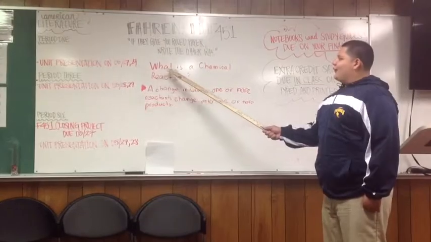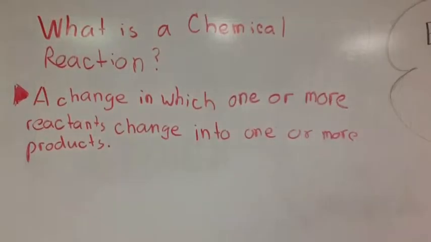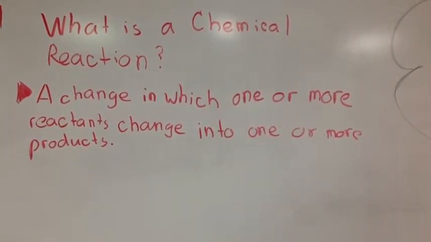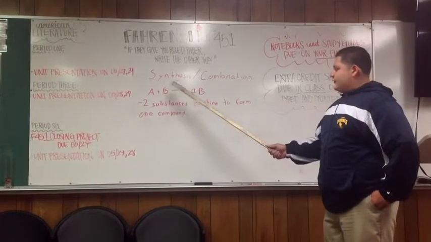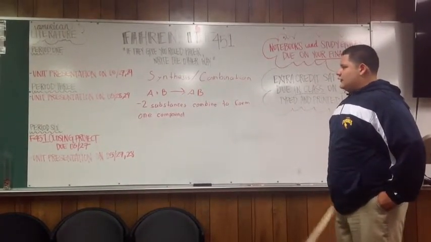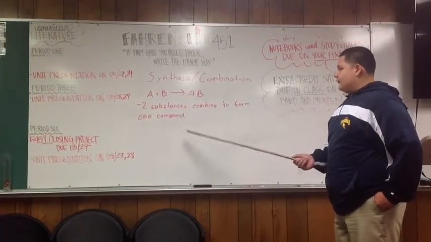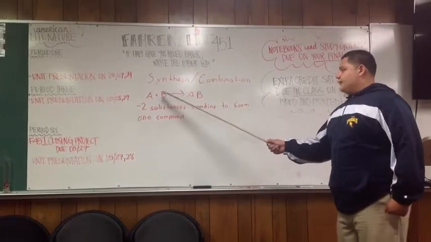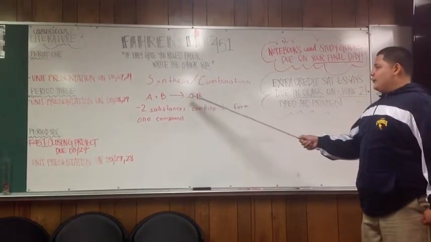First off, what is a chemical reaction? A chemical reaction is a change in which one or more reactants change into one or more products. The first reaction is a synthesis reaction. It is also known as a combination reaction. It is when 2 substances combine to form one compound. Keep in mind that A plus B will equal AB, and that will form one compound.